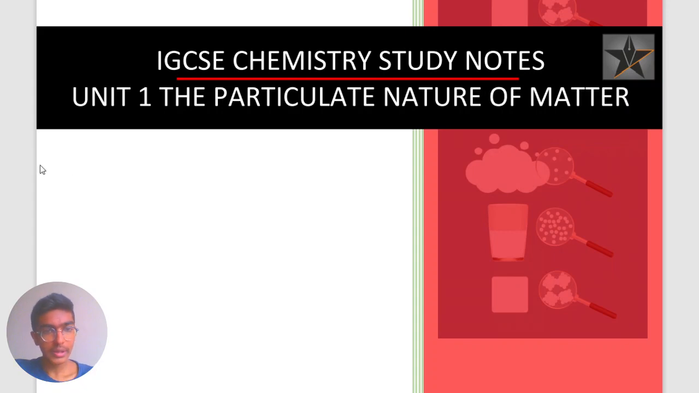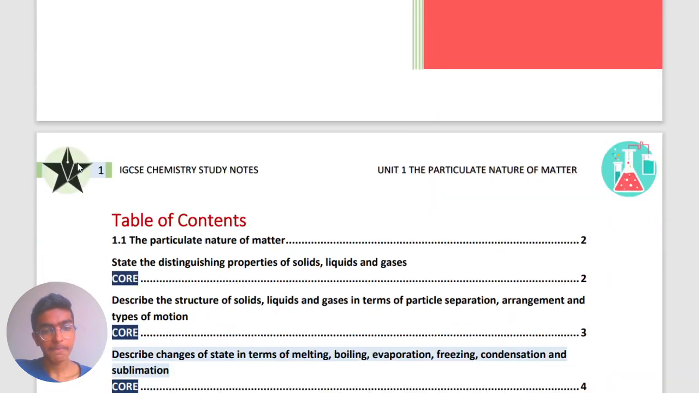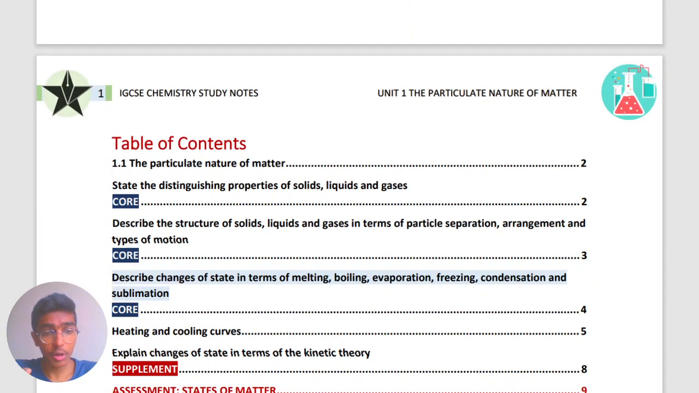Now, basically, the particulate nature of matter simply just talks about solids, liquids, and gases, and it's quite a broad topic, and you've been learning it for quite some time. So here's the table of contents that you need to know. In today's video, I'm going to be having a look at the core and the supplement.